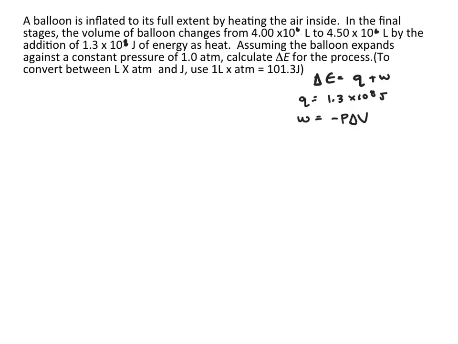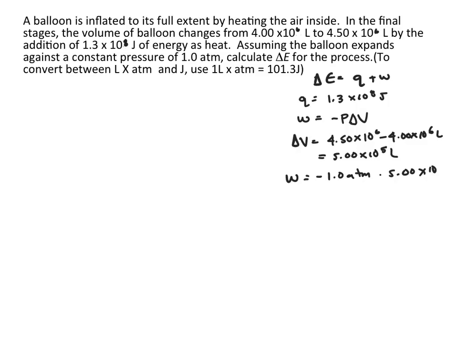So we're going to go ahead and calculate delta V. We take our final volume minus our initial volume, and we get 5.00 times 10 to the 5th liters. Now we need to calculate our work by plugging that into our work equation. So our negative 1.0 atm times our volume, and that is going to give us negative 5 times 10 to the 5th liters times atm. And this is our work value.